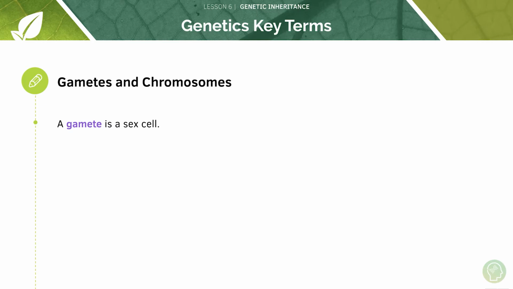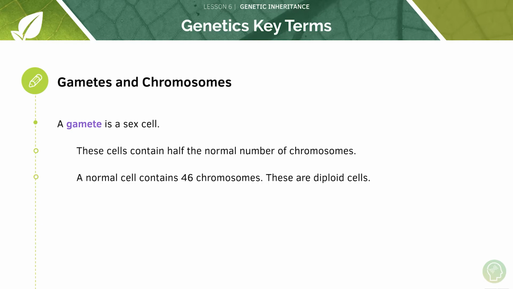Now, a gamete is a sex cell. We've come across what gametes are in previous tutorials in this lecture series, so if you're not quite sure, perhaps go back and watch those, but I'll explain again just in case anyway. A gamete cell is a sex cell, and therefore these cells contain half the normal number of chromosomes. The normal number of chromosomes in a human being is 46, which makes normal cells diploid cells.